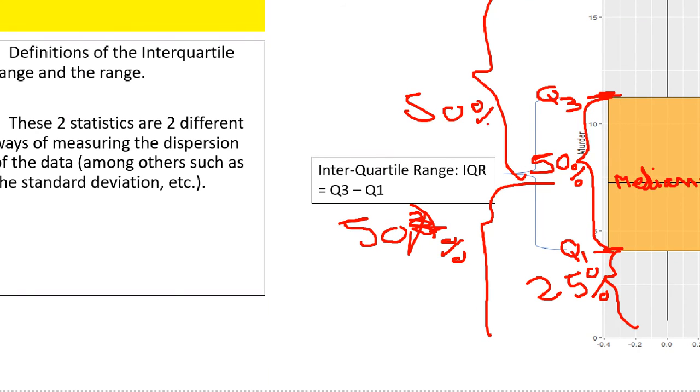So it means that between the median and Q3, I have 25% of the data of the states of the participants, and 25% of the data of the participants have a murder rate between Q1, 4.2, and the median, 7.7, for example. Okay, so that makes 50% in the box, 50% outside the box.